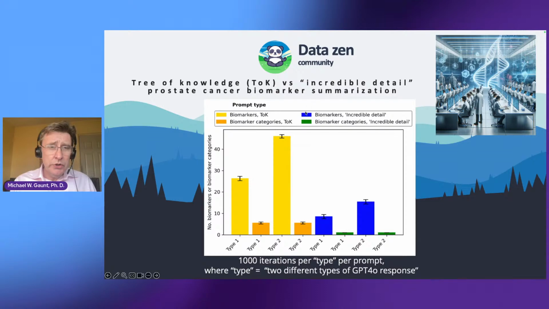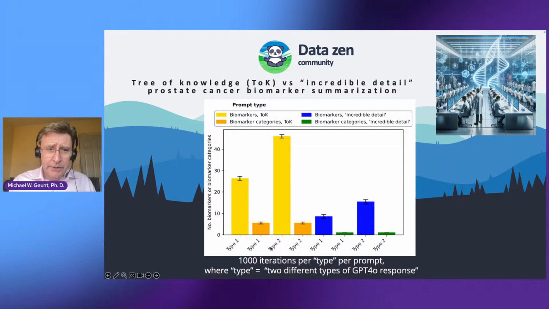This is the number of biomarkers according to the incredible detail power prompt. This is the number of categories of the biomarkers in orange, according to the power prompt, use a tree of knowledge. The green is the number of categories according to the power prompt, incredible detail. As a brief overview, it's pretty clear from this that the tree of knowledge power prompt considerably outperformed the incredible detail power prompt, very significantly. Here at most we're getting maybe 15 different types of biomarker. Over here, we're getting 50 different types of biomarker.